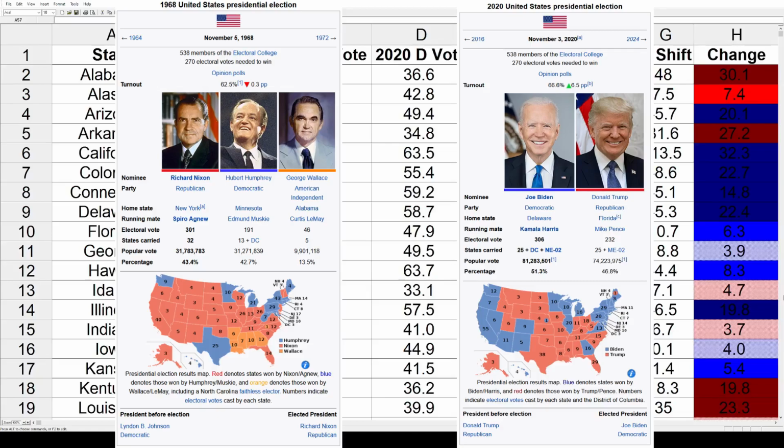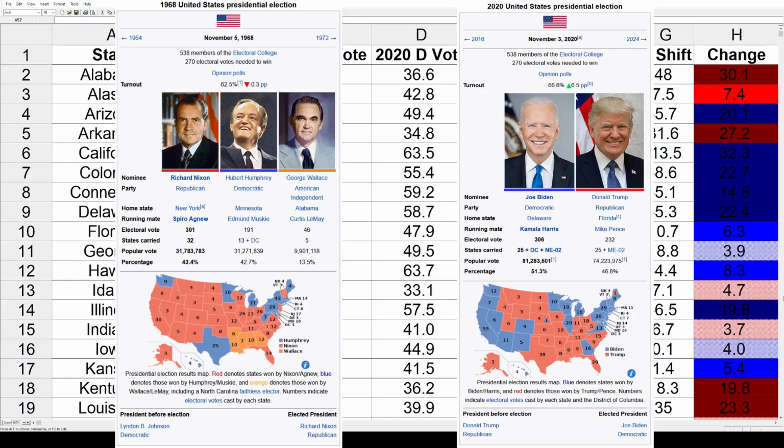He got over 300 electoral votes, carried 32 states, and he got over 43% of the popular vote. The Democrat was Hubert Humphrey. He got 191 electoral votes, carried 13 states plus DC, and he got just under 43% of the vote. So it was close for the popular vote, Nixon with the clear advantage in the Electoral College.